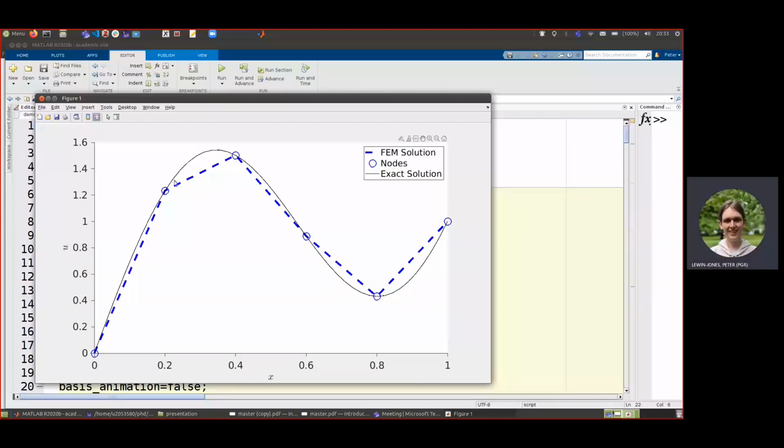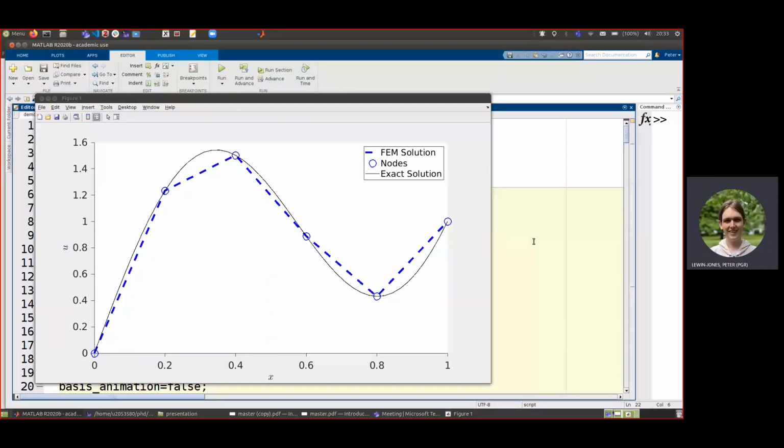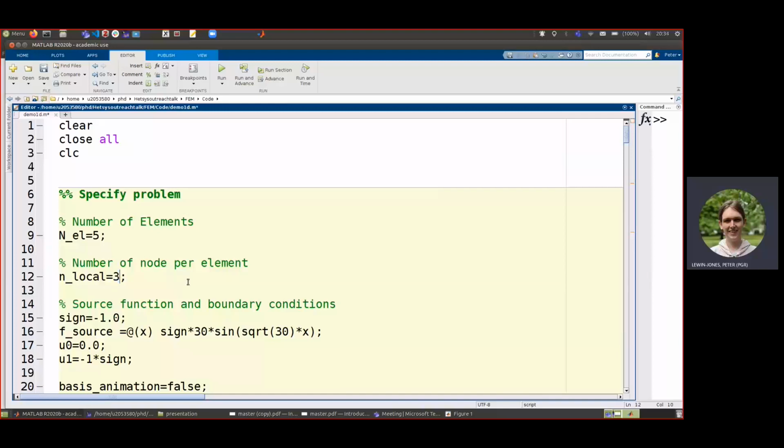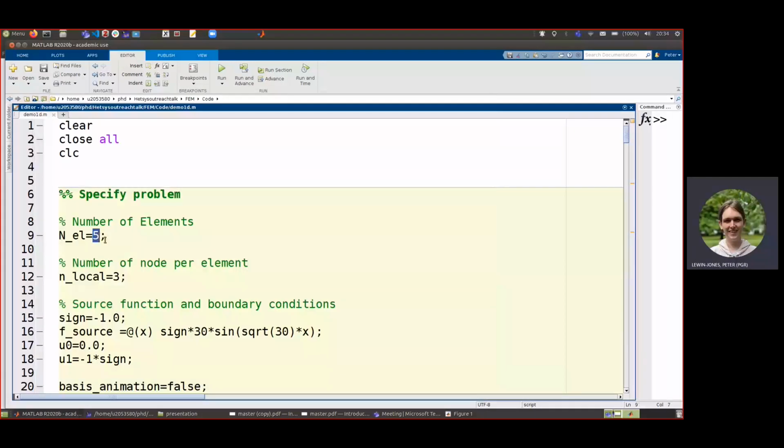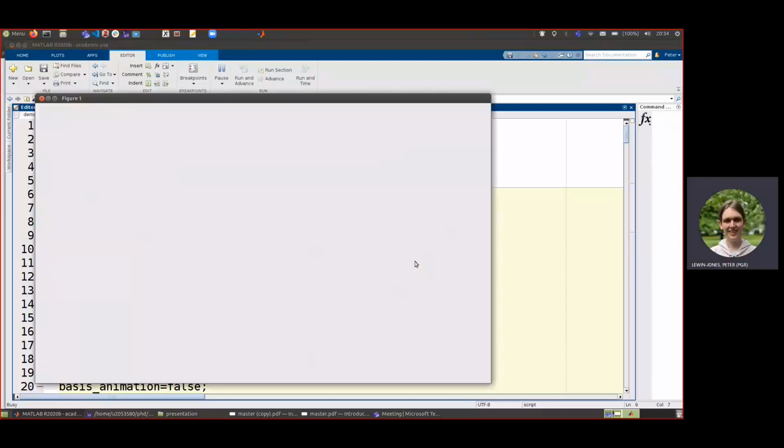I haven't just drawn lines between the solutions on the nodes. The finite element method gives you a solution in terms of polynomials. So the solution includes the fact that these are linear between these nodes. To demonstrate that, if I switch to quadratic elements, still 5 elements, but now with 3 nodes per element. In fact, I'll do it with even fewer elements. Let's just put in 2 elements and see how good that looks.